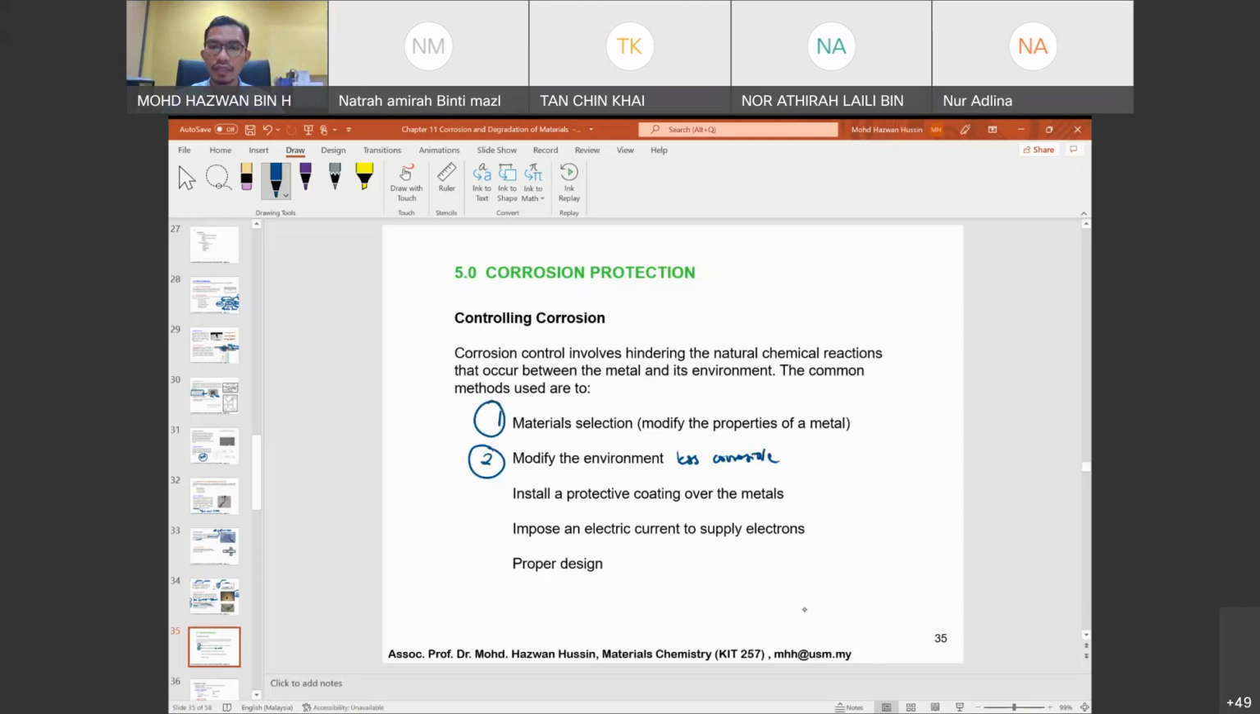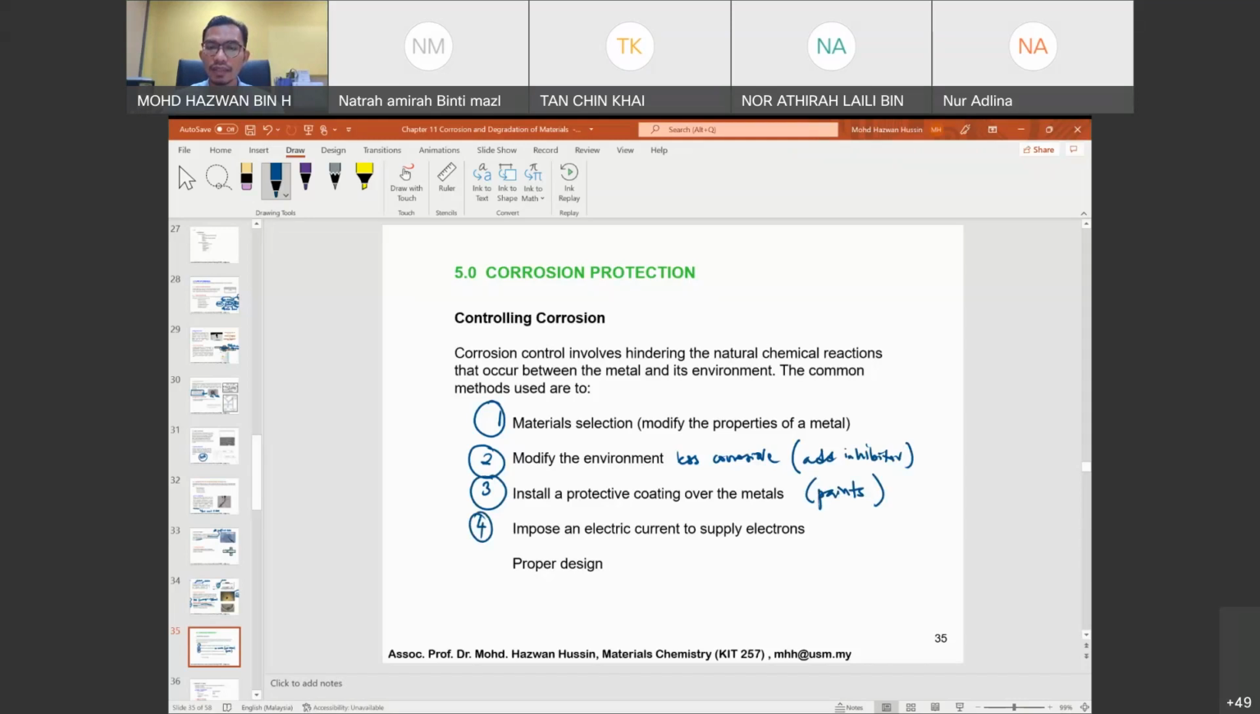So that is why you will see that you will add an inhibitor, corrosion inhibitor or whatsoever. Okay, so install a protective coating. So this is more or less for paint, or either inorganic or organic coatings. Imposing electric current to supply electrons.